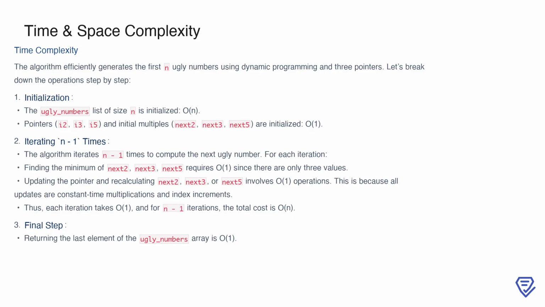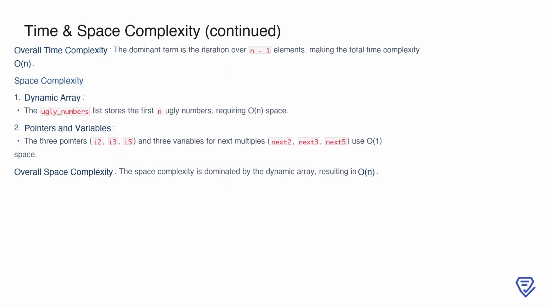Finally, retrieving the last ugly number from the array is a simple operation that takes O(1) time. Combining these steps, the dominant term comes from the iteration, leading to an overall time complexity of O(n). The overall time complexity of the algorithm is O(n), driven primarily by iterating through n-1 elements to compute the sequence.